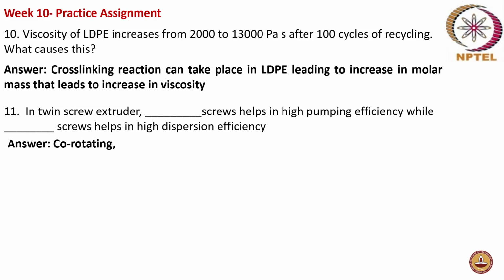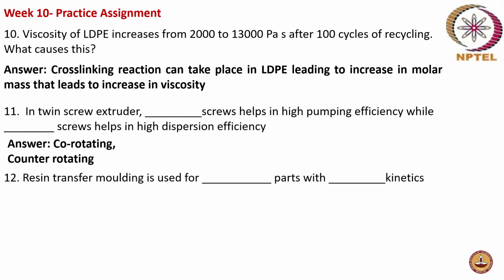Whereas, in order to have a high dispersion efficiency, you can have counter rotating screws. In counter rotating screws, since both screws are rotating in opposite directions, this causes a dispersion due to calendering action between the two screws. Okay. Now let's move on to the next question.